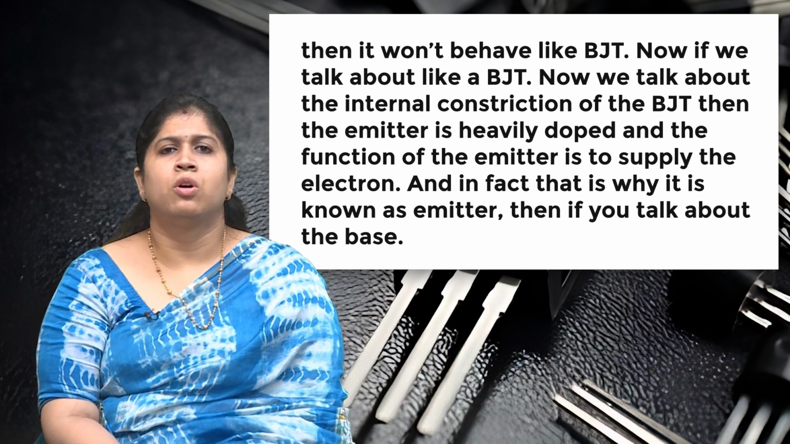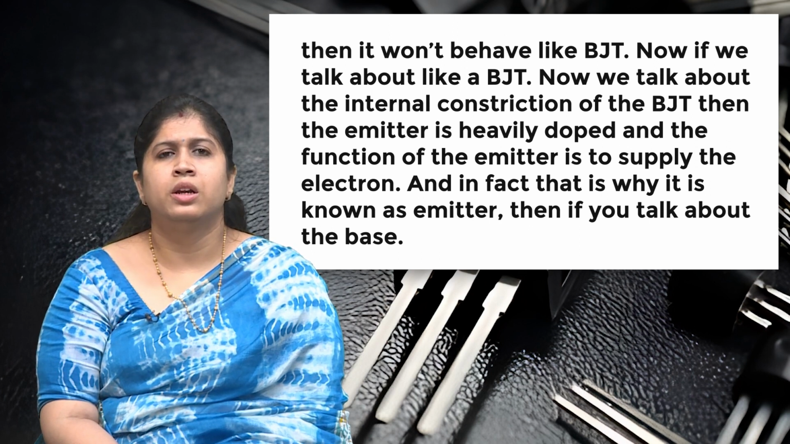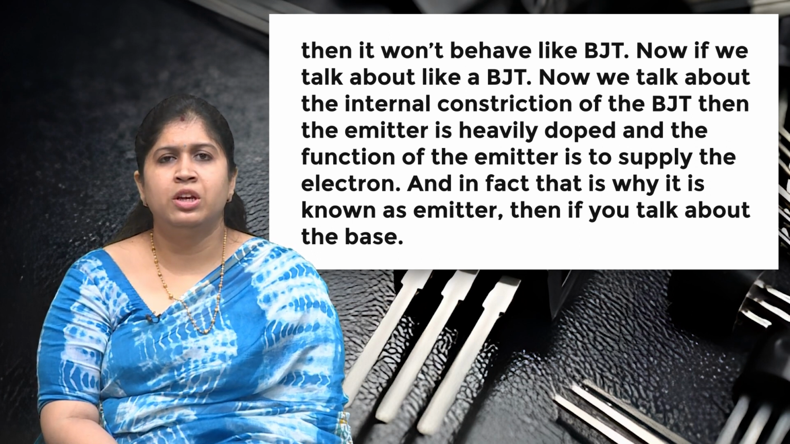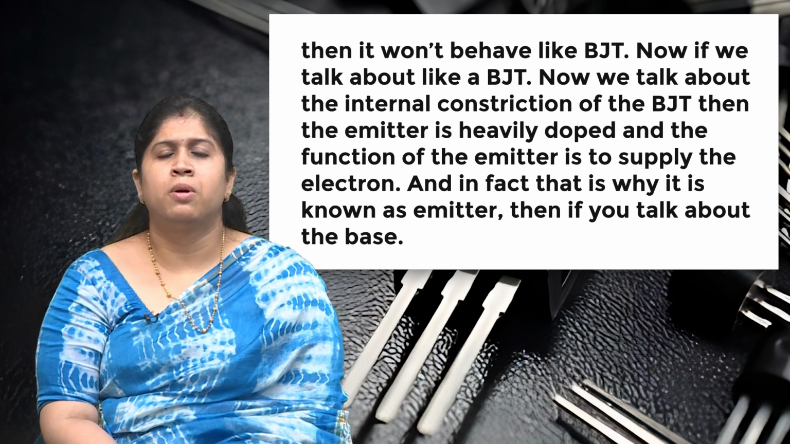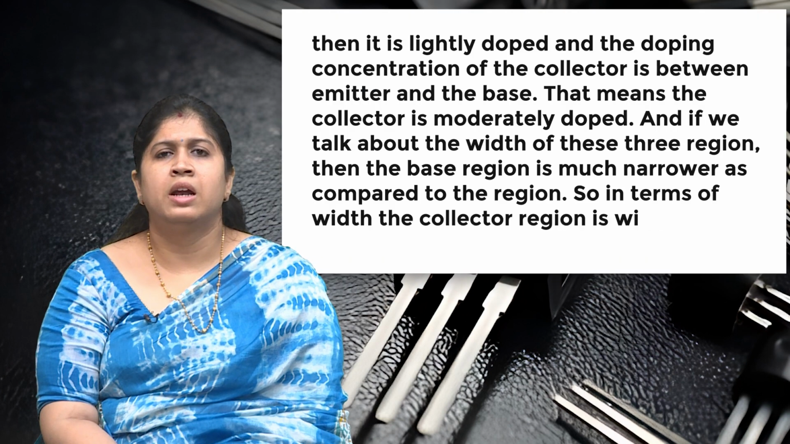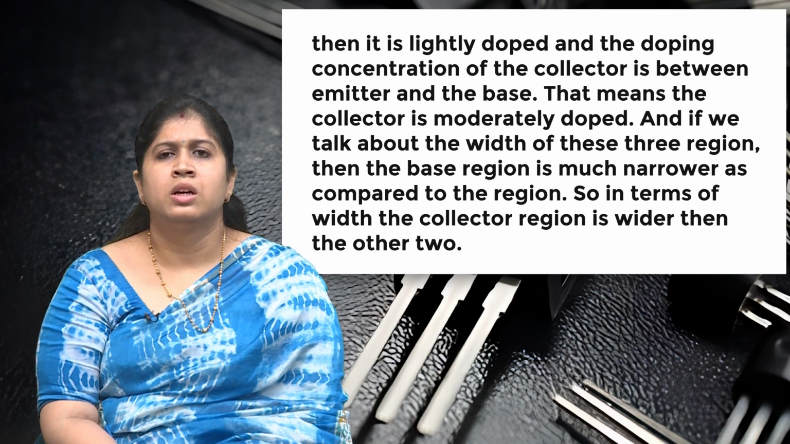Now let us talk about the internal construction of the BJT. The emitter is heavily doped and the function of the emitter is to supply electrons, and in fact that is why it is known as the emitter. The base is lightly doped, and the doping concentration of the collector is between the emitter and the base. That means the collector is moderately doped.